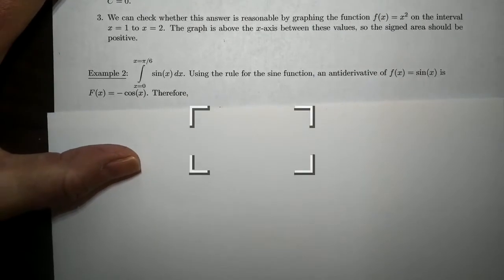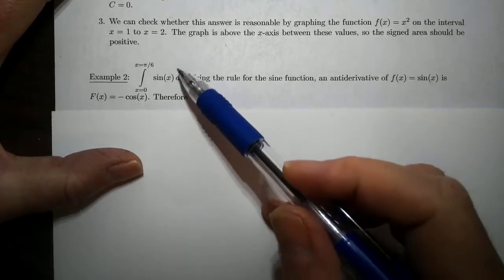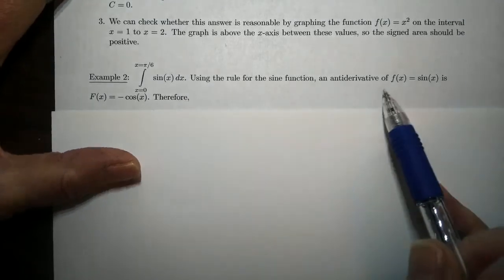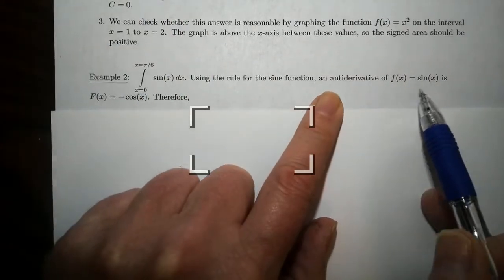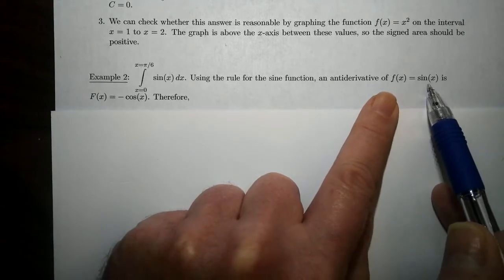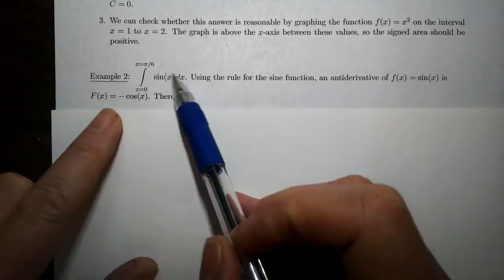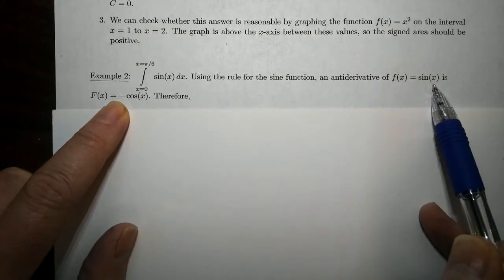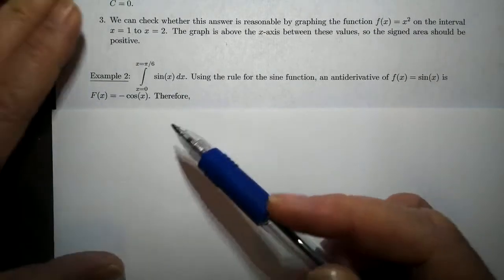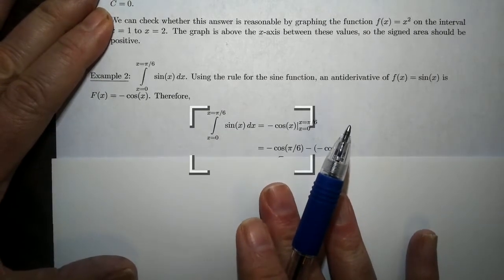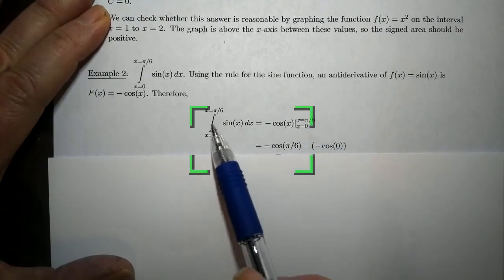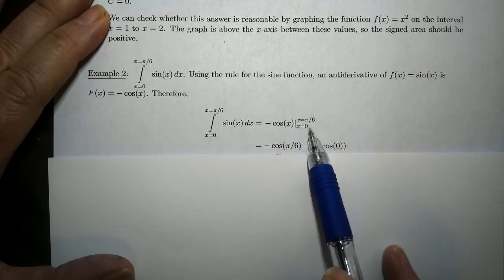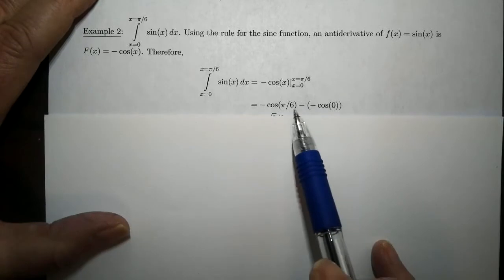Another example. The integral from 0 to pi over 6 of sine of x dx. Now, going back to the table from a previous couple pages ago, the antiderivative of sine of x is minus the cosine of x. The derivative of sine would be cosine, but we want the antiderivative. So, to get the definite integral from 0 to pi over 6, we take that antiderivative, we substitute 0 and pi over 6 and subtract.